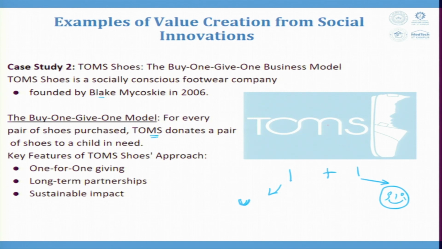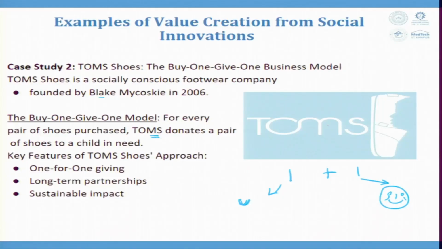So, looking at Tom's social model, Tom's was able to sell more shoes. The more shoes he sells, the more shoes he donates. So, now he has developed a model wherein people feel that buying a shoe and giving one shoe to a needy person is much more of a thanksgiving to society. So, they buy the shoe and the company does it religiously.